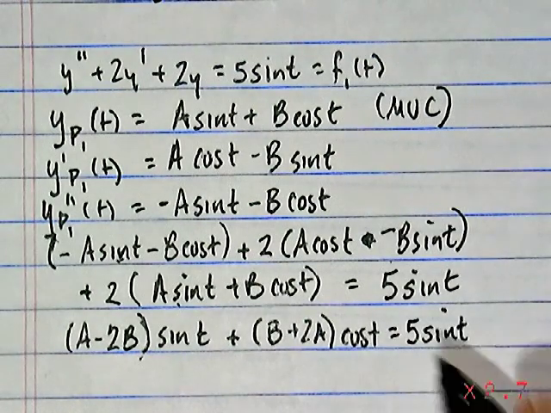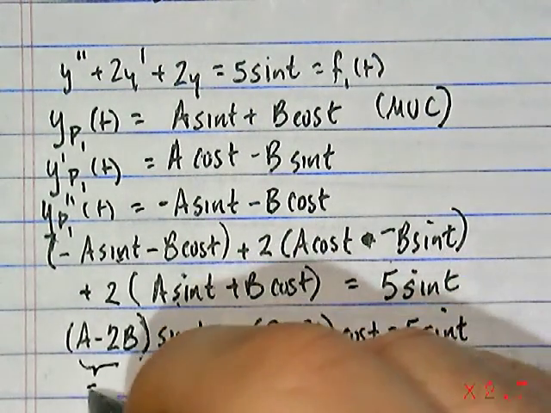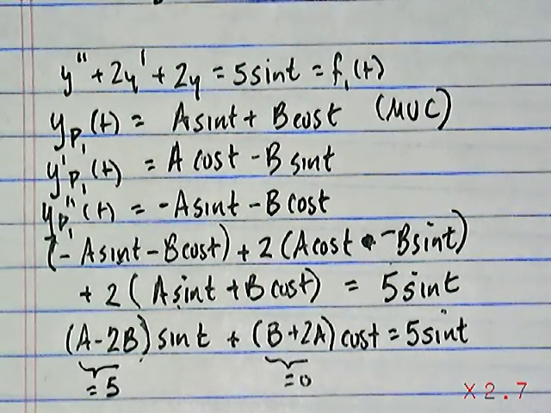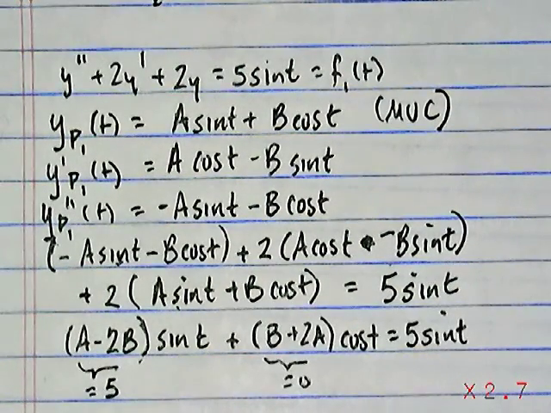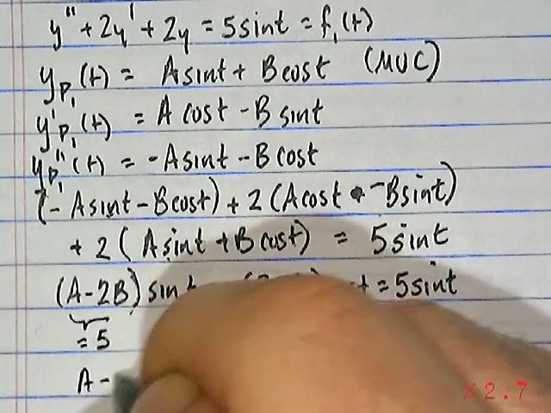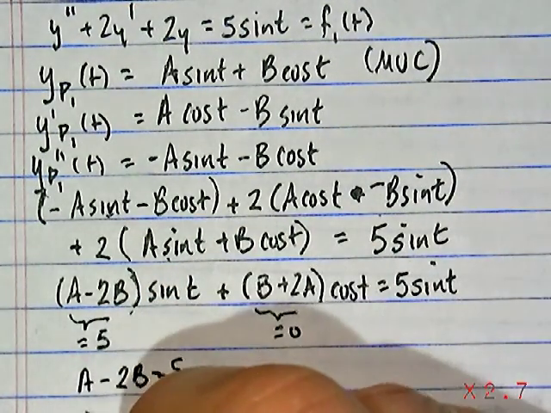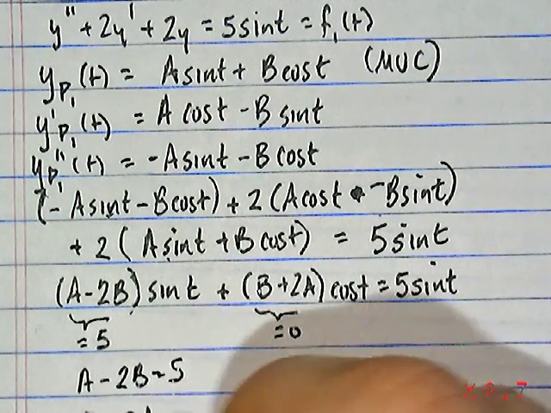Pattern matching here, obviously these two are going to have to be equal to 0, and these two are going to have to be 5 for the left-hand side to equal the right-hand side. So therefore we have 2 equations and 2 unknowns. We have a minus 2b has to be 5, and we also know that b plus 2a has to be 0.